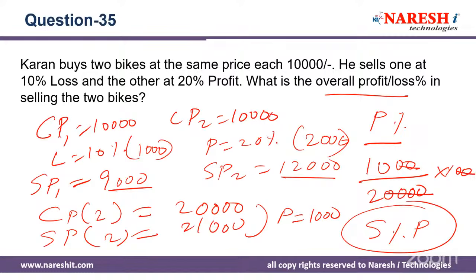SP2 is 21,000. How many SP2 is 21,000? 20% profit of 10,000 is only 2,000. 20% profit of 10,000 is 2,000 only, right? So 12,000 only now. Okay.